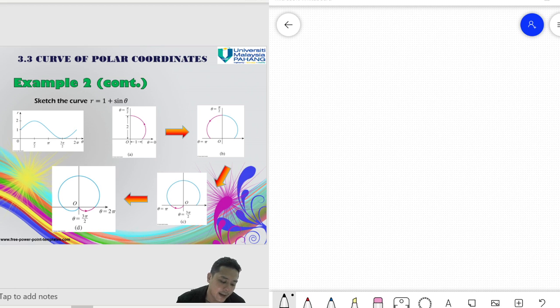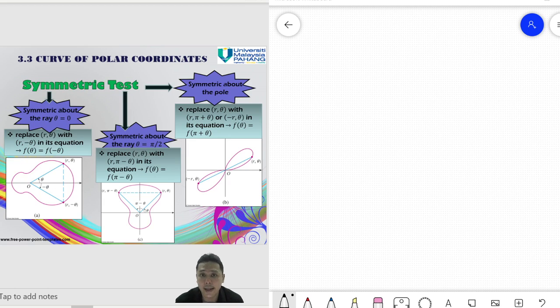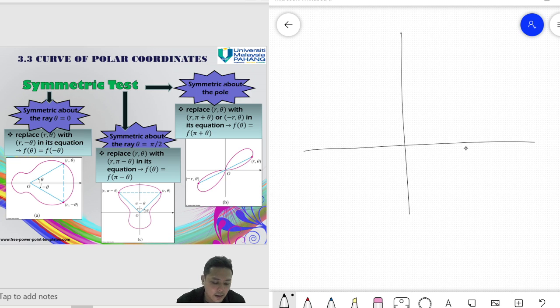Let me proceed directly by showing the symmetric test. Symmetric about the ray. Okay, we have three classes, and for this subject, let's focus only on the simple x and y, and this is ray theta equals to 0. Theta equals to 0, mana dia? Dia dekat starting point of x.